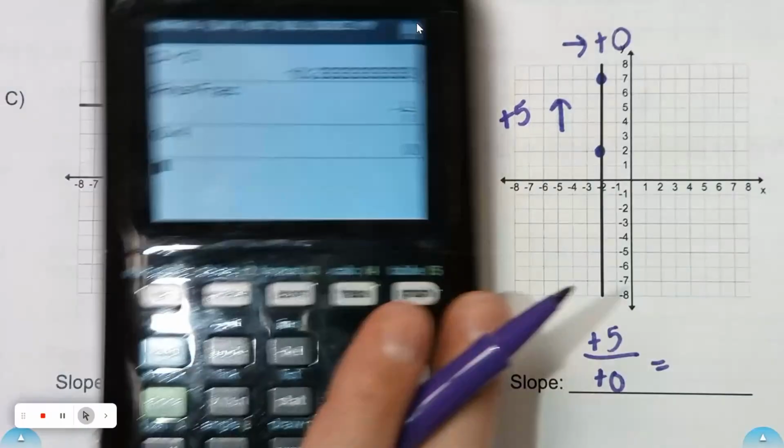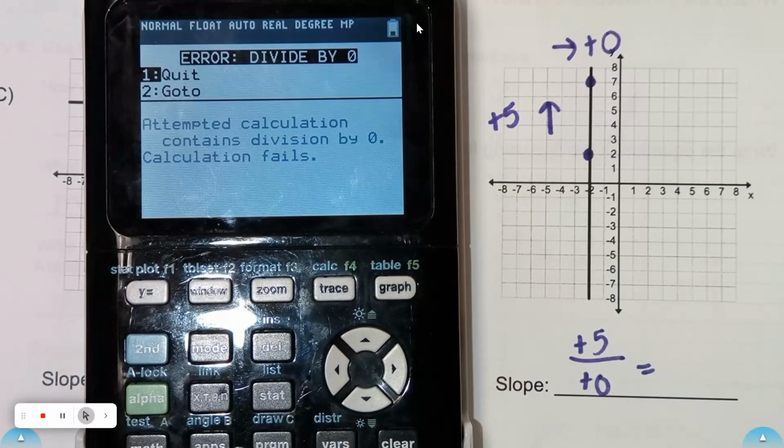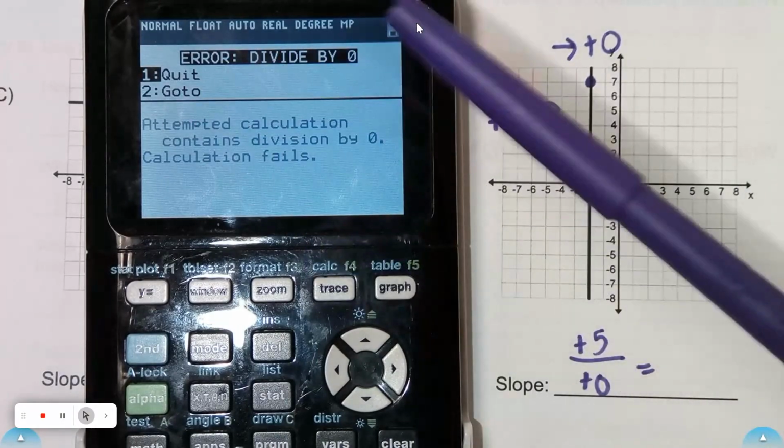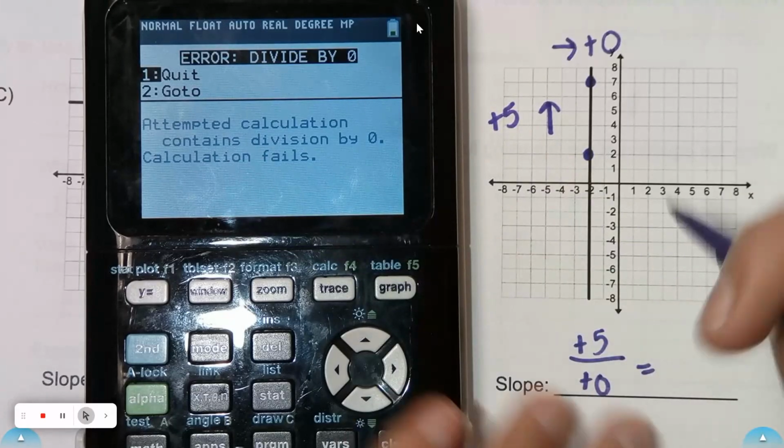So in my calculator, I'm going to do 5 divided by 0. And it tells me error because I'm dividing by 0. If the error message pops up on your calculator, that means that your slope is undefined.